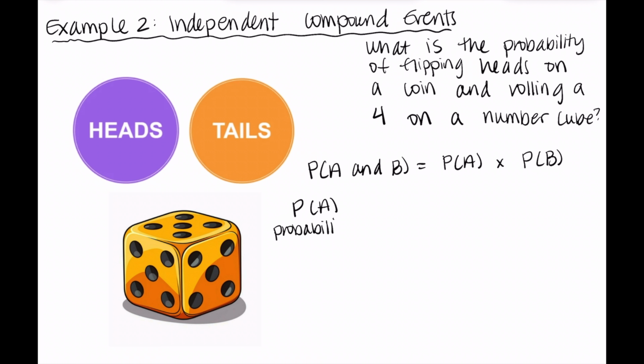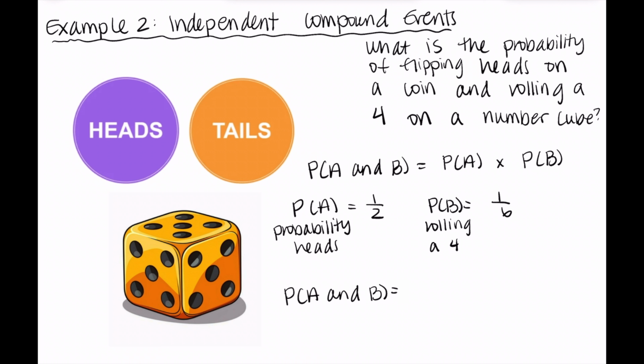Now, the probability of A would be the probability of flipping heads on a coin, and the probability of B is the probability of rolling a 4 on a number cube. So we know that the probability of A is 1 over 2, right? There are two sides of a coin. One of them is heads, so the probability would be 1 over 2 for flipping heads. And the probability of rolling a 4 on a number cube is 1 over 6. There are 6 sides on the number cube, so it would be 1 over 6. So the probability of A and B would be 1/2 times 1/6, which gives us 1/12. And that is our answer for number 2.